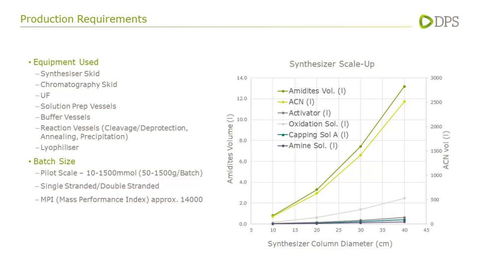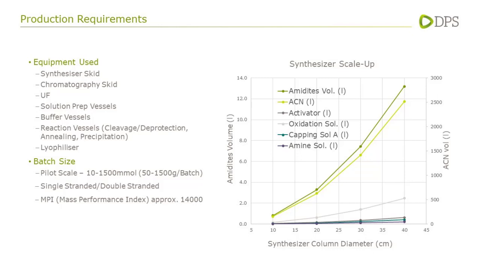Batch size can vary depending on the scale of production. So the supply vessels can vary in volume from 50 litres up to 5,000 litres. The other equipment sizes don't change as dramatically with scale, with the synthesizer column diameter ranging from 10 centimeters to a maximum of possibly 1 meter, with a similar range for the chromatography columns.